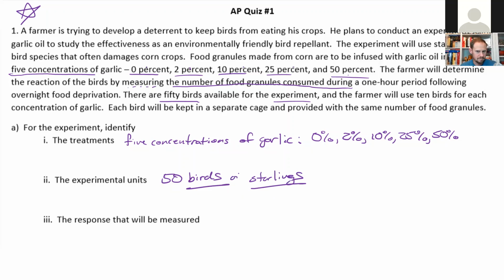All right. The response that will be measured, we are measuring the number of food granules consumed. Food granules consumed. I don't know exactly what they're referring to as a granule, but you know what? Whatever. You can write the rest of this too. During a 1 hour period following overnight food deprivation, you can write that too, but all we needed was food granules consumed. And that is our response that we're going to measure.